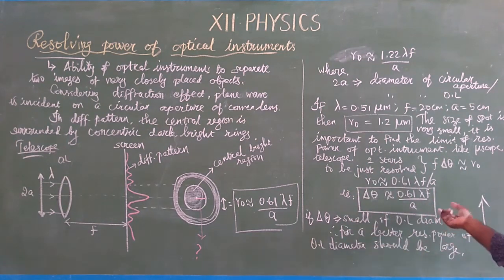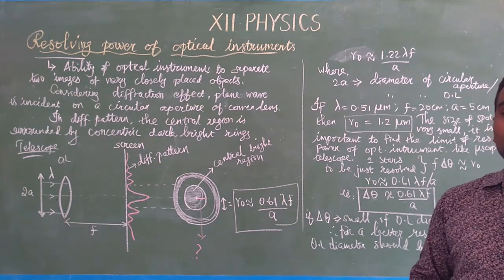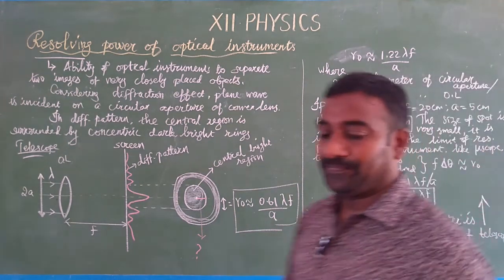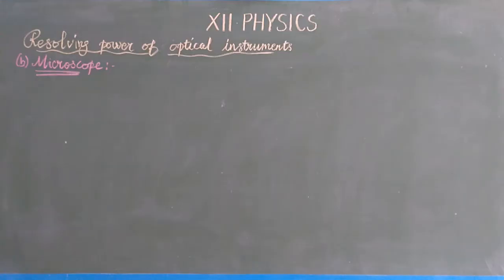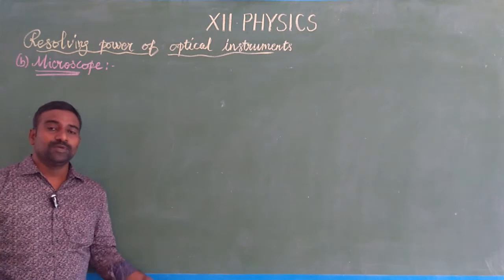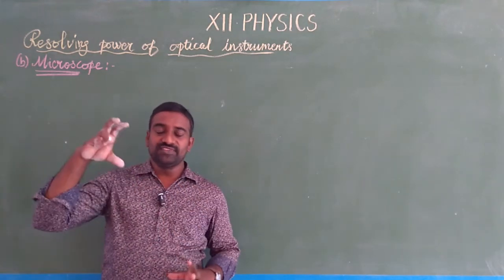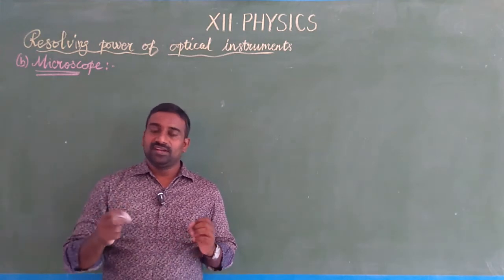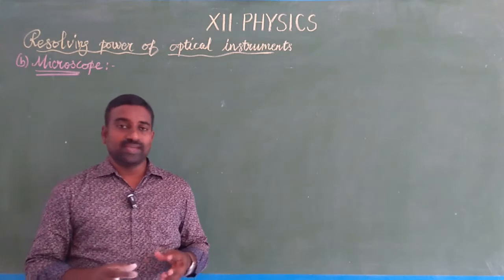Okay, so in the next topic we are going to find the resolving power of an instrument. What is the instrument? Microscope. Now we are going to see the resolving power of a microscope. The previous topic was to determine the resolving power of a telescope. In a telescope mostly we should choose the objective lens with a very large aperture, but in a microscope it is not like this. So how to find the resolving power of a microscope?